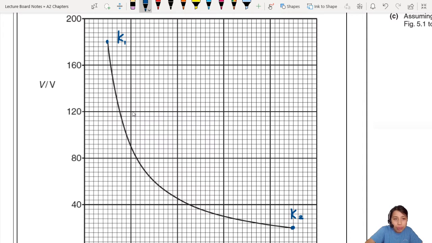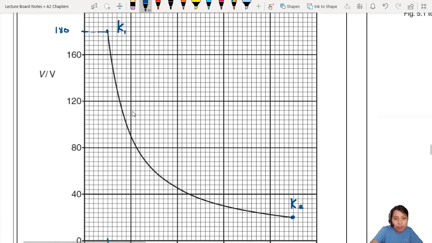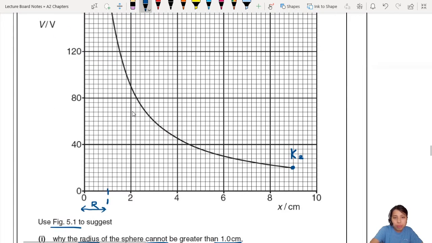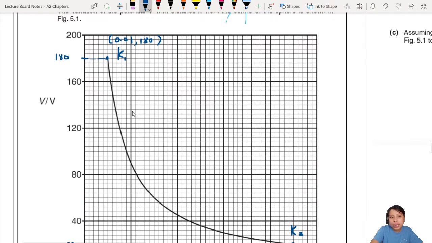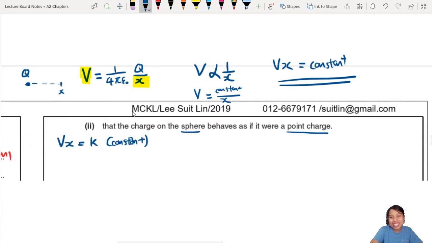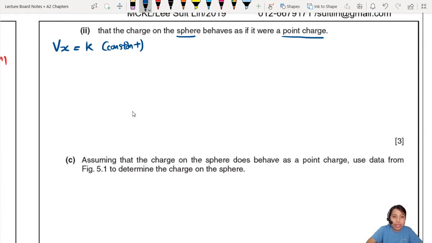So, what's this reading? This is 180. I think this is 1 cm. Yep, 1 cm. So this point is 0.01 and 180 volts. Down here, what's the coordinate of this? It's at 9, so 0.09 and 20, I think. Yeah, 20. Okay, so I take these 2 points, 2 sets of data, calculate 2 values of K, and then compare. Show the working, because 3 marks.